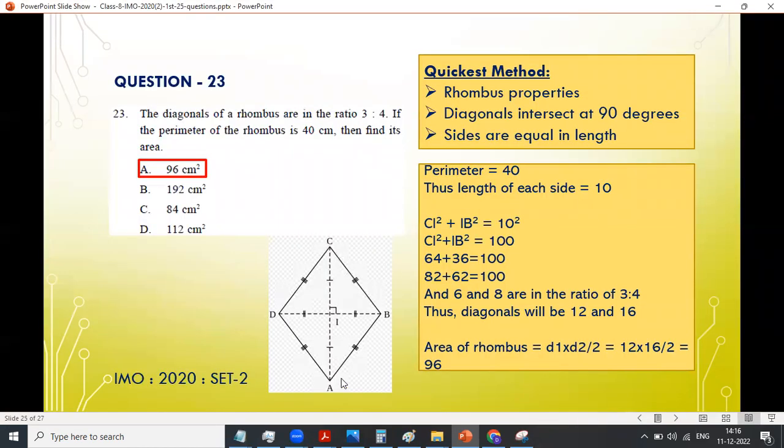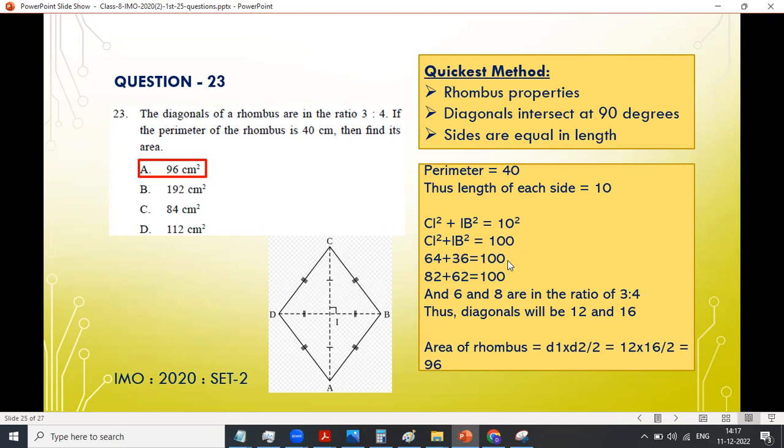Okay, so in this rhombus, the ratio is 3:4. So let's say this diagonal part is 4 and this is 3. Now CI square plus IB square is this side square. How much is this? It is 10, which is 10 square. So CI square plus IB square is 10 square, isn't it? So roughly, what does your mental math say? 64 plus 36 is 10 square, which is 100, isn't it?